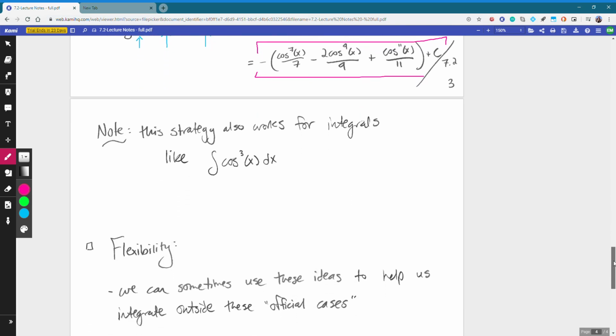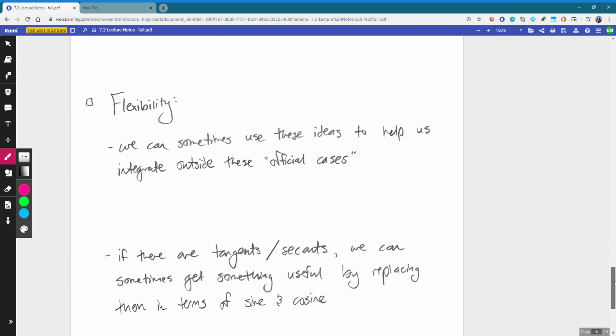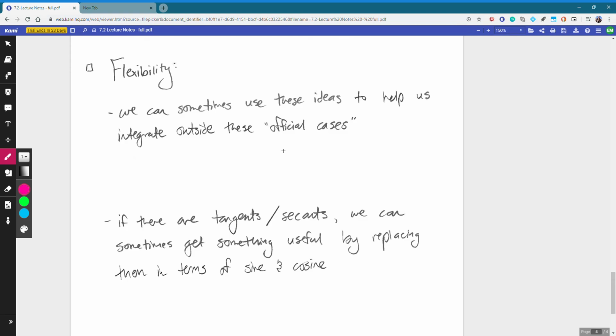To wrap up today, I just wanted to mention that with these strategies, there's a little bit of flexibility that comes with them. What I mean by that is, sometimes if we have an integral, it might not be literally a product of sines and cosines, but sometimes we can still get these ideas to work. So for example, maybe we have something like a quotient of sines and cosines, like sine to the 7th over cosine of x dx. Well, here I claim that we can still make use of our strategy for when one of our powers is odd and try to get this to work through.